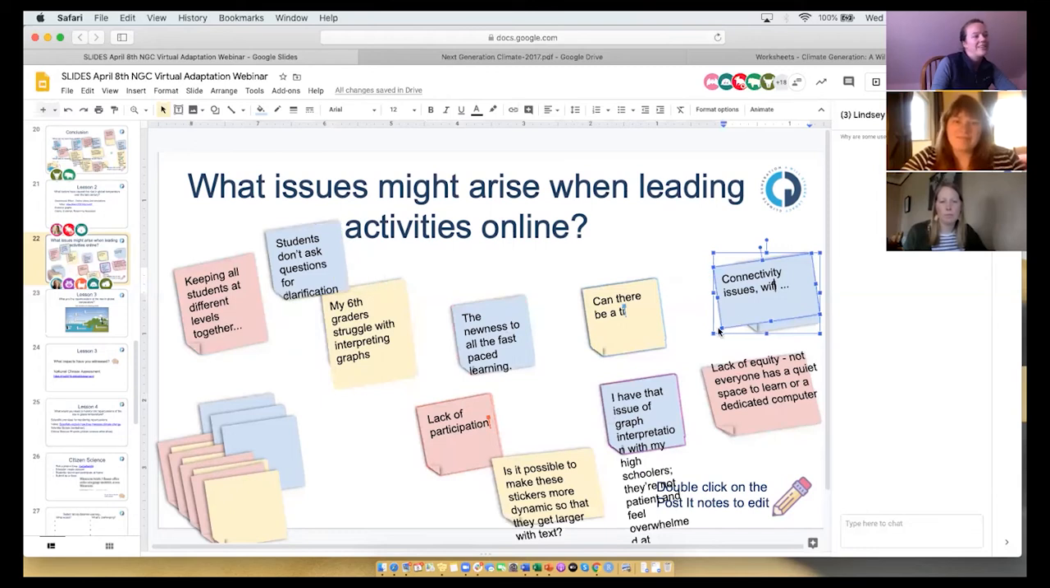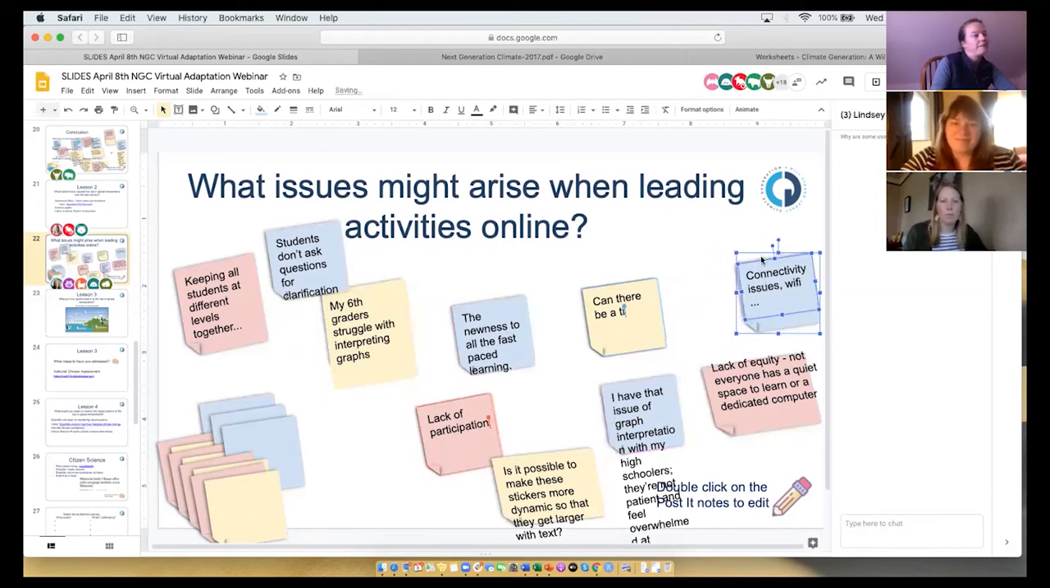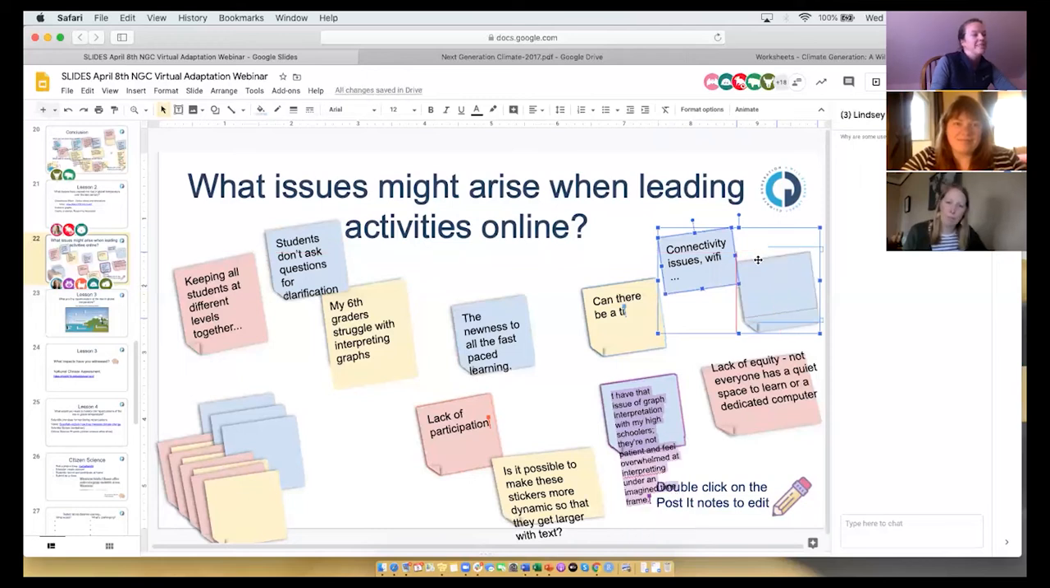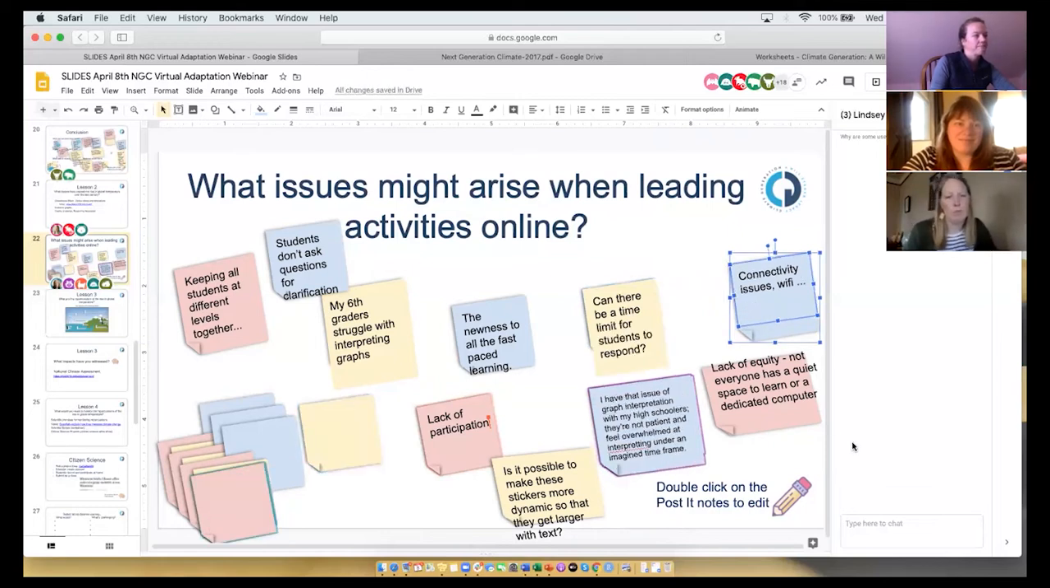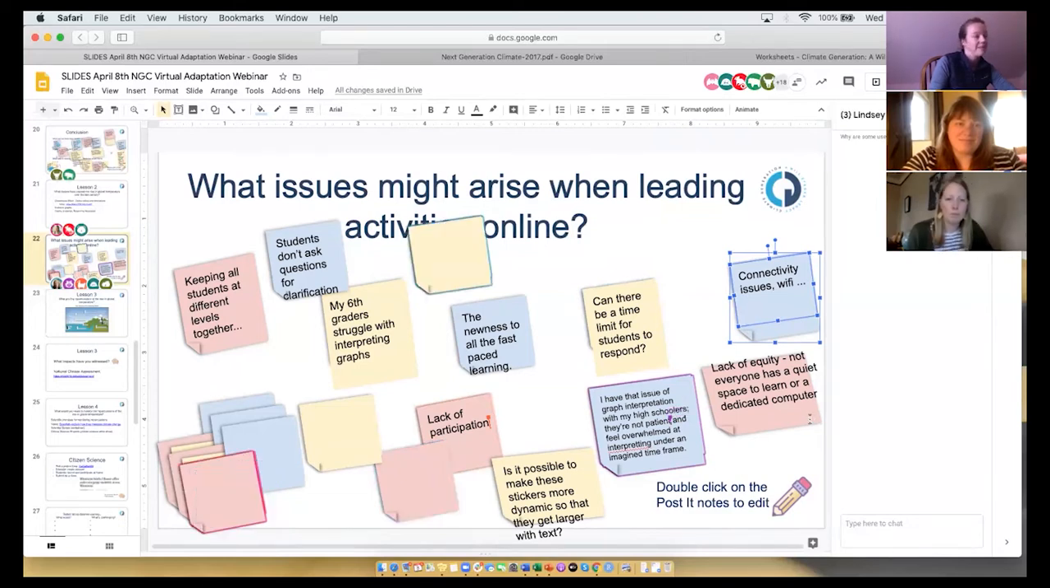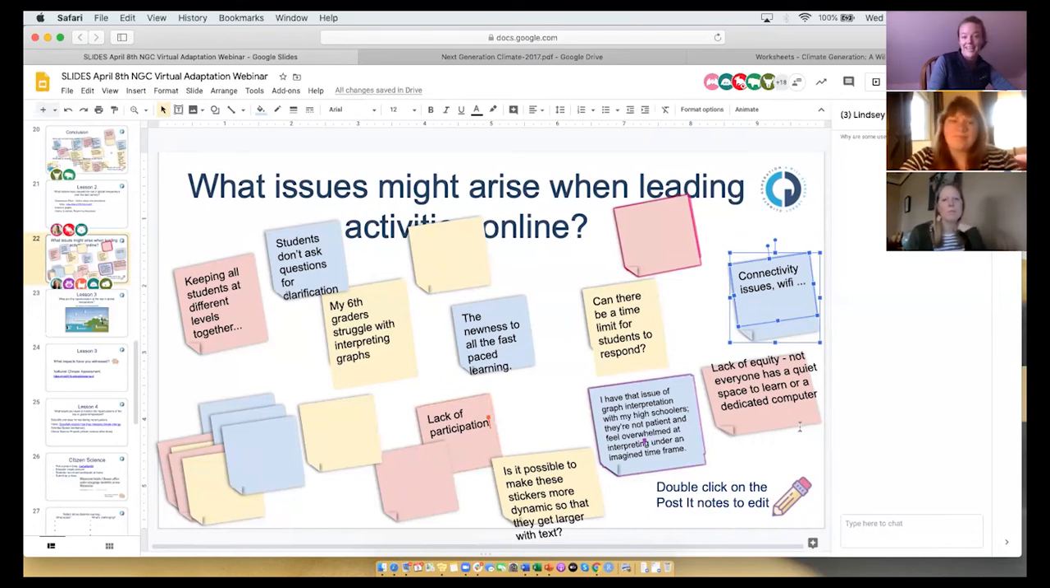Yeah, there are a lot of these connectivity issues with Wi-Fi, a super difficult problem. Yeah, I think it's something we just need to ask and work around. Yeah, the lack of equity in terms of just a quiet learning space. Yep. Students feeling stressed and overwhelmed and not having the patience right now. I get that. We went through that right now, developing this program.